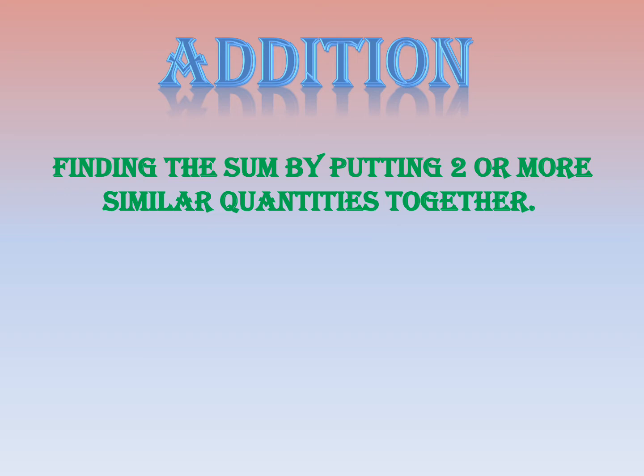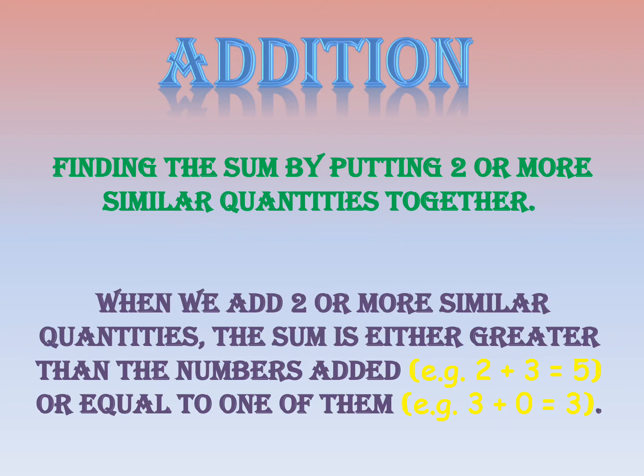We must also understand that when we add two or more similar quantities, the sum is either greater than the numbers added. For example, 2 plus 3 is 5, where 5 is greater than 2 and 3, or the sum is equal to one of them. For example, 3 plus 0 is 3, where the sum 3 is equal to the number 3. The symbol for addition is the plus sign.